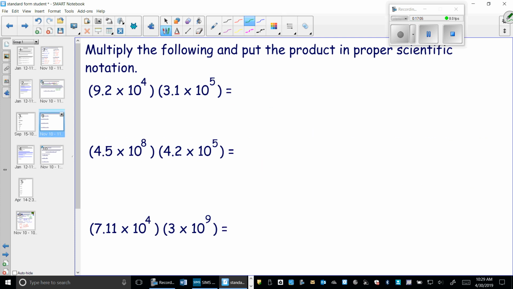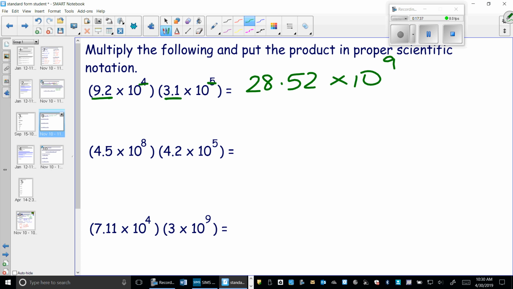Okay, I would suggest let's use our calculators for the first part. Someone tell me what 9.2 multiplied by 3.1 is. We'll do at least 1 or 2 together. 28.52. Thank you. So 28.52 multiplied by 10, and then what do we do with our powers? We add them. So what's 4 plus 5? 9. Okay, so far so good. That's our first step.